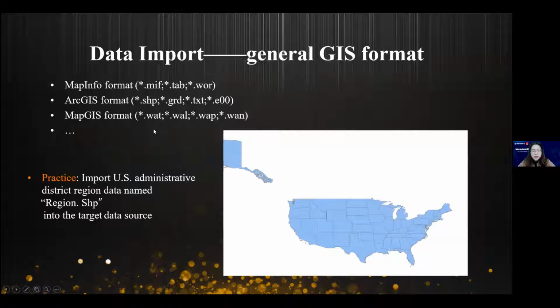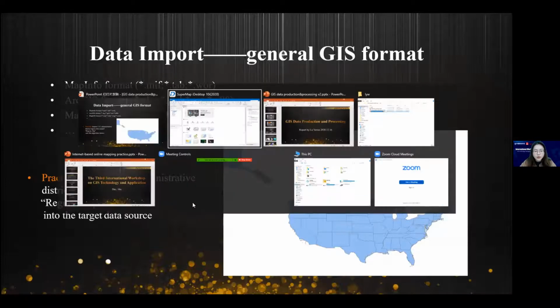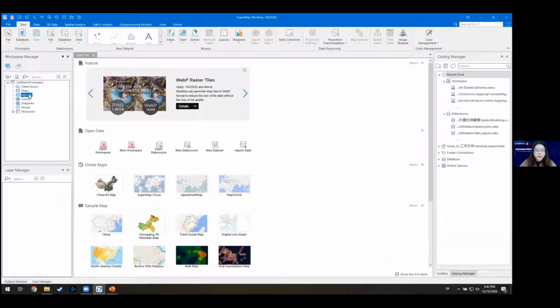So I'm gonna need all of you to follow my steps and we'll do a little practice. So we're gonna use desktop to import our US administrative district region data named region.shapefile into our target data source. So I will go back to iDesktop.